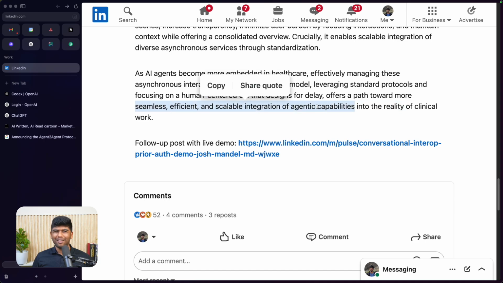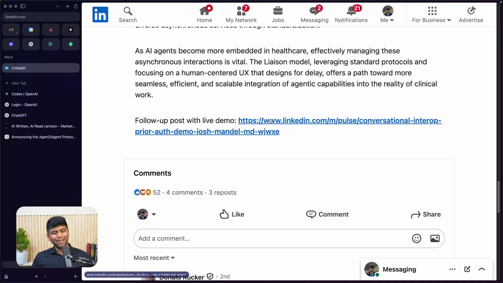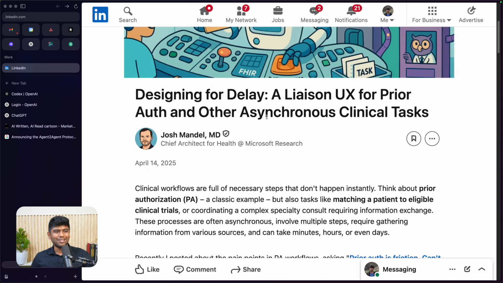I am 90% sure this was written by AI. Whenever I see the word seamless multiple times, I feel like it's AI. But anyway, I think overall this is a really good article on what the future looks like, right?